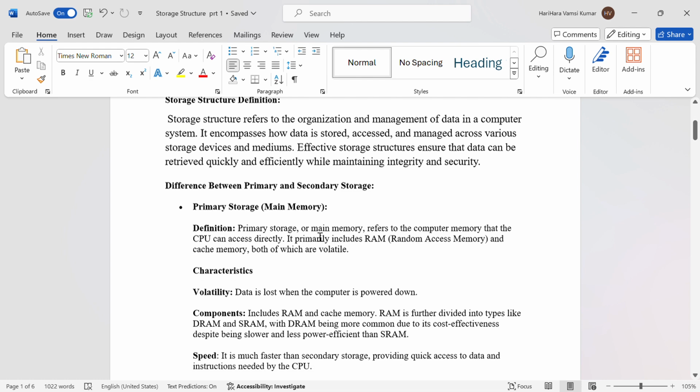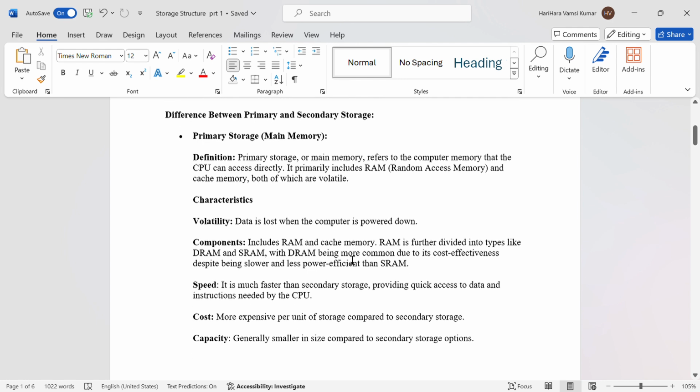Difference between the primary and secondary storages. Primary storage is also known as main memory. Definition: primary storage or main memory refers to the computer memory that the CPU can access directly. It primarily includes RAM, random access memory, and cache memory, both of which are volatile. Characteristics. Volatility: data is lost when the computer is powered down. Components include RAM and cache memory.